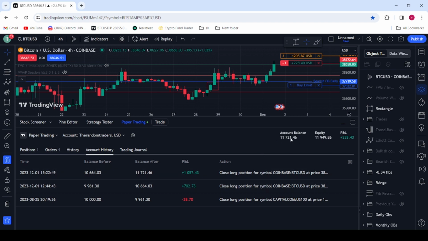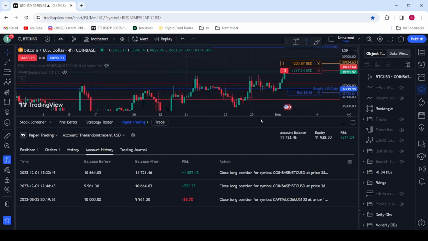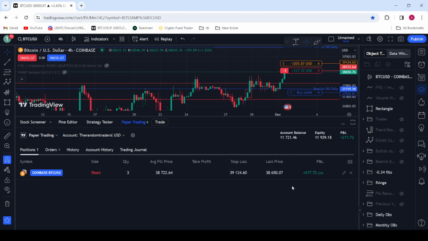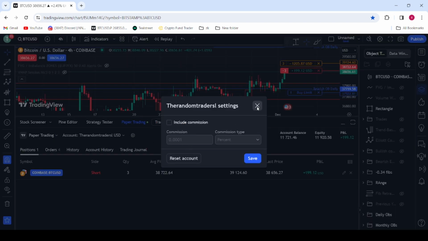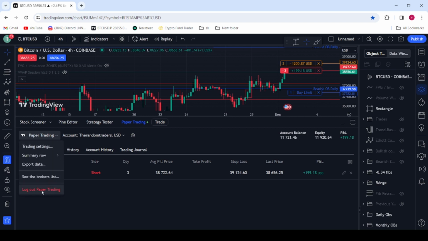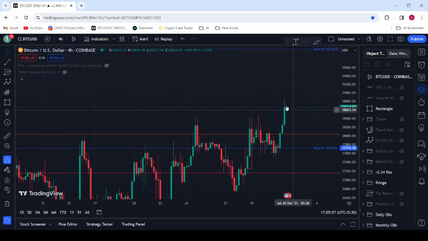I wanted to do this within 10K, because many people could relate to a 10K balance. That's why I selected 10K. And then now I'm in a short from 38.7. I'm going to remove the paper trading account, so it's more visible. Okay, so we don't need this now.